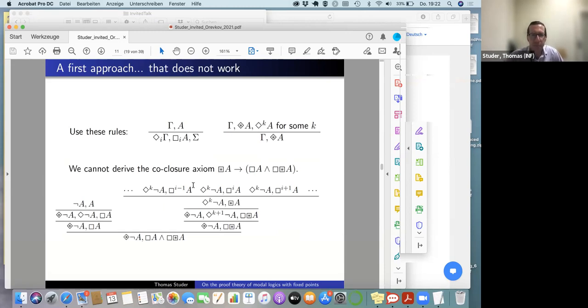However, such a system is not complete. And in particular, we cannot derive the co-closure axiom, this axiom here. And it's instructive to see what goes wrong if we want to prove this. So we have here the co-closure axiom. Then on this side, we have the box A here, and this can easily be derived. On this side, we have to derive box of common knowledge of A here.